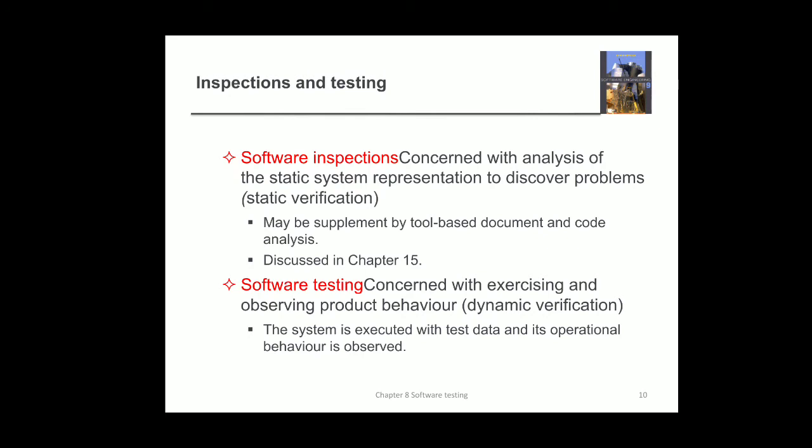And if you're going with software inspections, you have a lot of tools through which you can go for the inspection process. Then software testing is concerned with exercising and observing product behavior. That is, you'll be writing code, and then that code will be given an input, and you'll be looking at whether we get the correct output as we have predicted. Right, so we are checking the dynamic nature of the application that we have built. The system is executed with test data, and its operational behavior is observed.